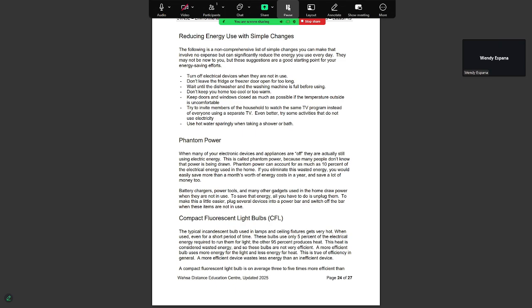You probably already know some of these suggestions, and I'm going to highlight a few of them as we go through, but there'll be some newer ones lower down that we'll get to in a minute that you might not have heard of. Okay, the first one listed is turn off electrical devices when they are not in use.